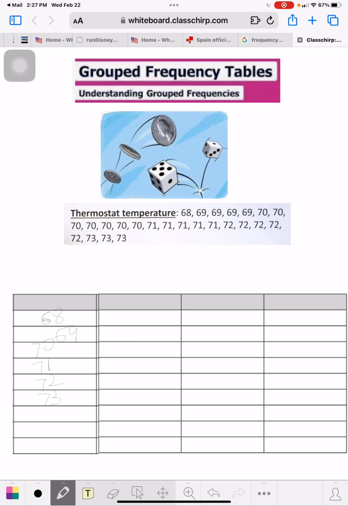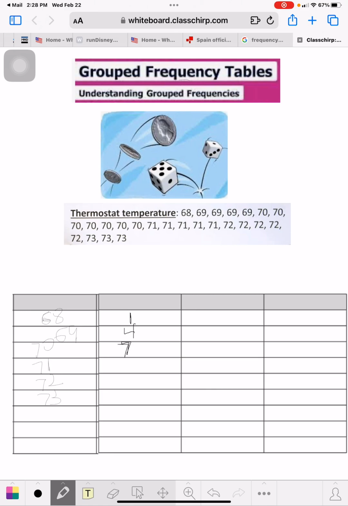Now what we'd have to do is look above and say, how many people pick 68? 1. So you write a 1 in there. Now, how many people pick 69? They keep the thermostat at 69. We got 1, 2, 3, 4 people. 4 people. How many pick 70? We got 1, 2, 3, 4, 5, 6, 7 people. 7 people kept their temperature at 70 degrees.